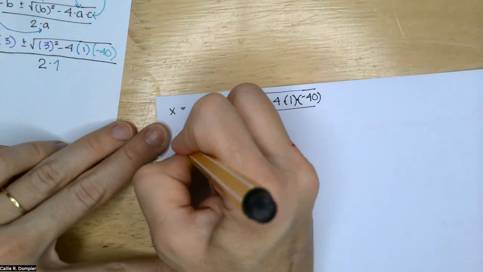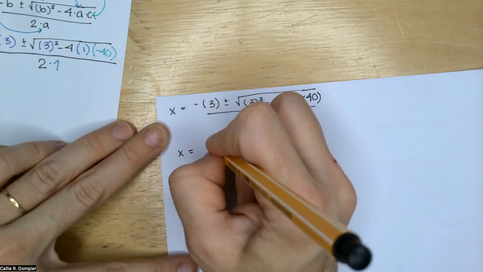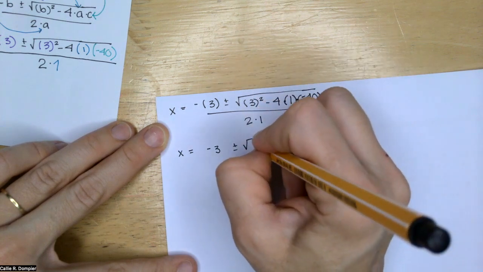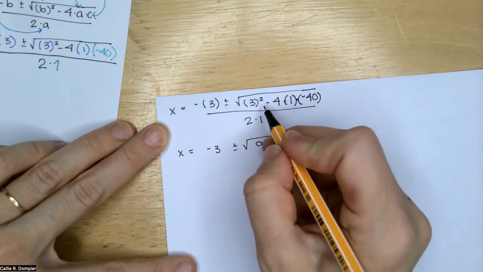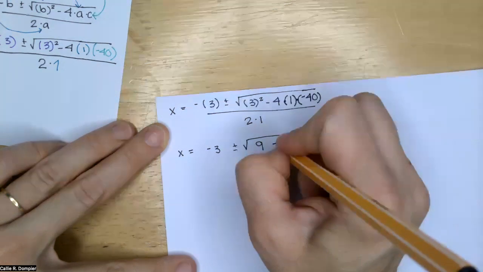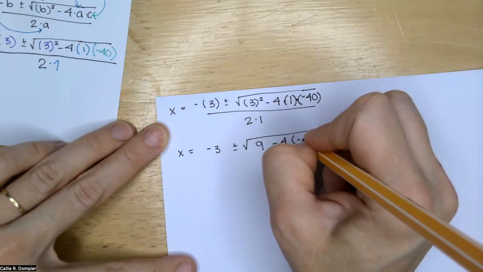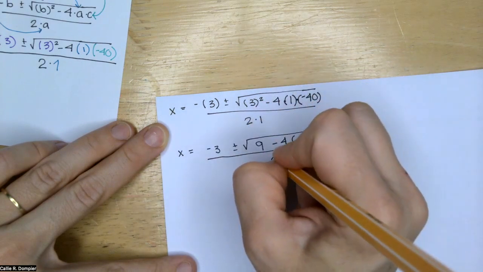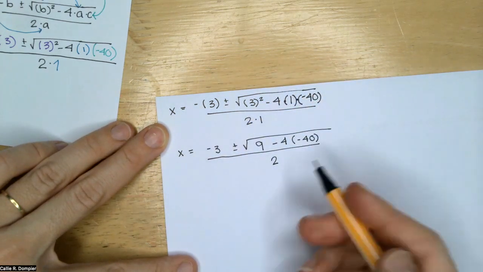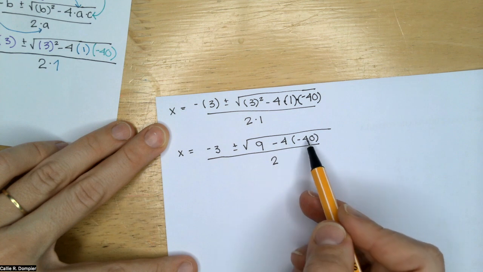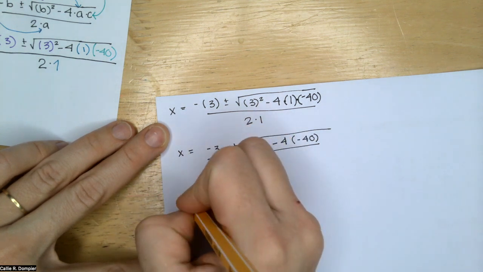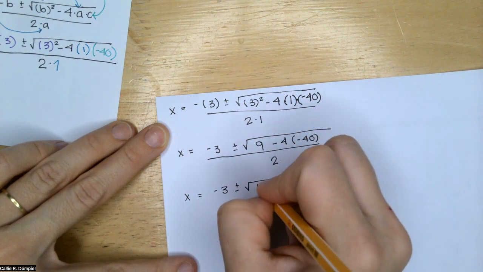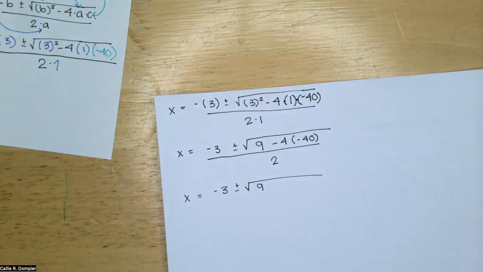All right. Negative parentheses 3 is just a negative 3 plus or minus. 3 squared is 9, so I'm going to go ahead and change that to 9. Negative 4 times 1 is a negative 4 times negative 40. I don't want to go too fast, but you're welcome to go faster. 2 times 1 is just 2. Okay. Next thing I'm going to do is I'm going to multiply negative 4 times a negative 40. So it's negative 3 plus or minus the square root of 9. Negative 4 times negative 40.